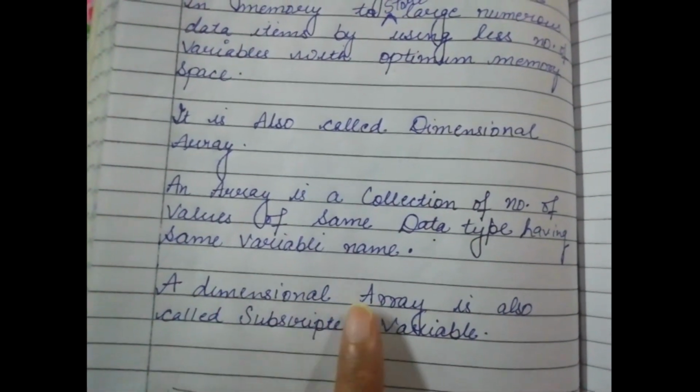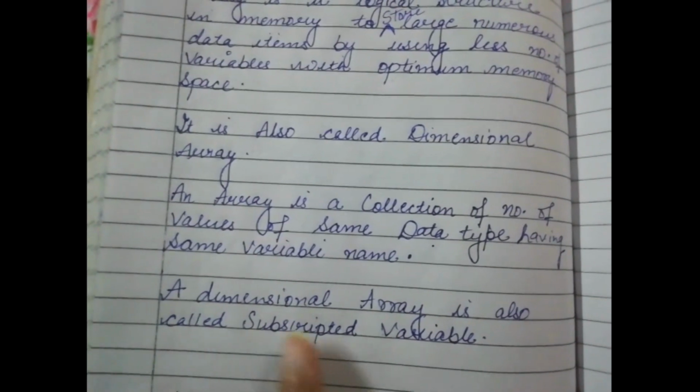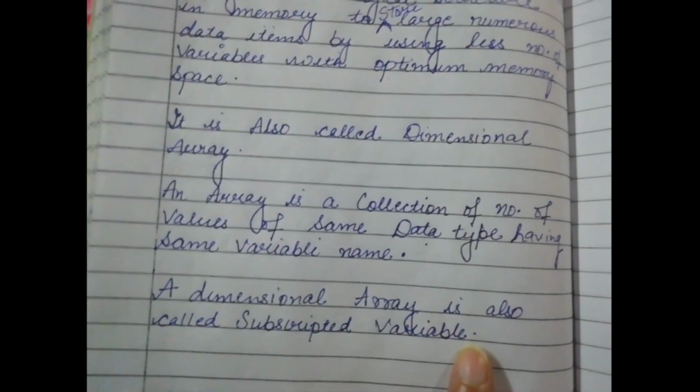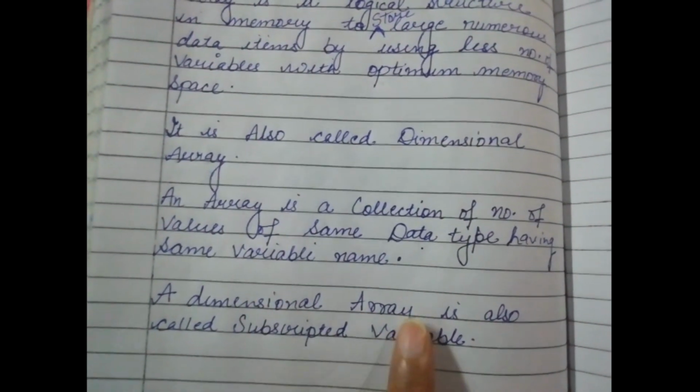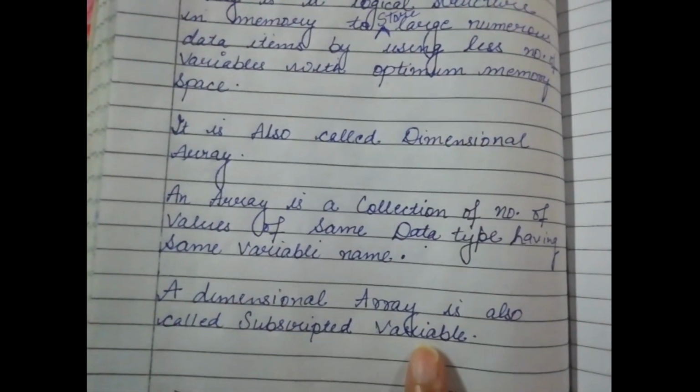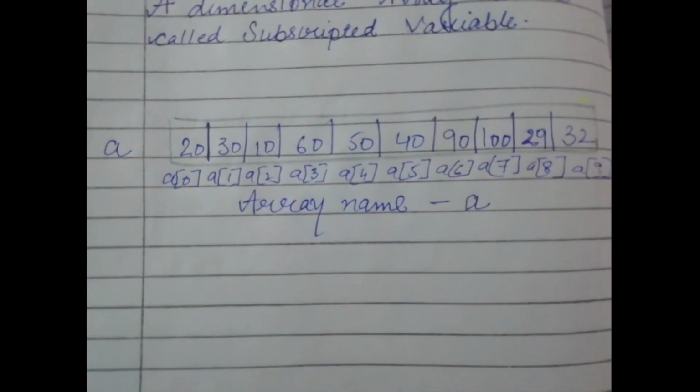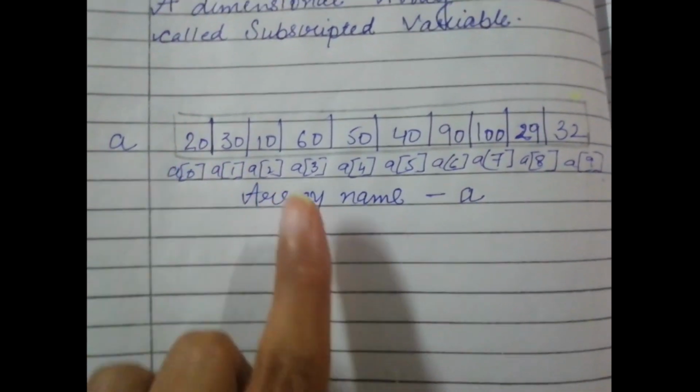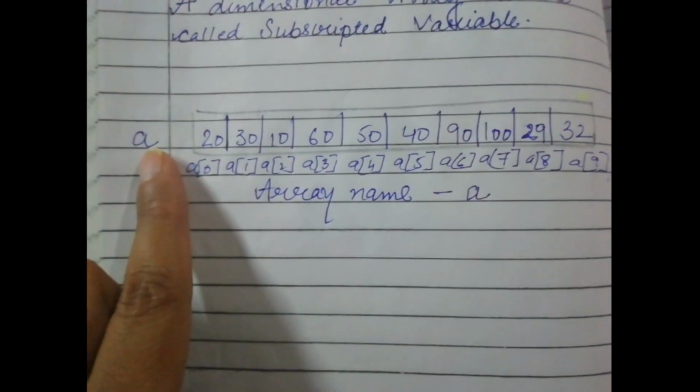A dimensional array is also called a subscripted variable. The another name of a dimensional array is a subscripted variable. Just look at this example. In this example, we have an array named A.